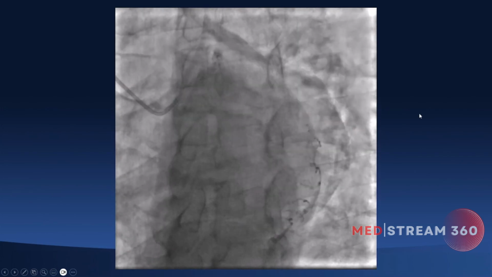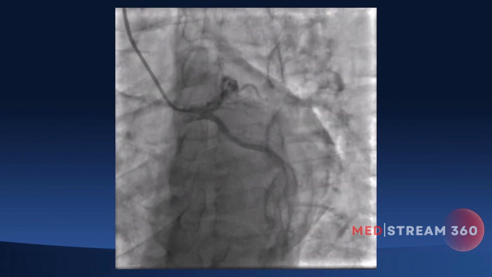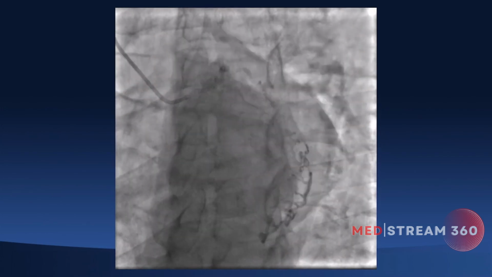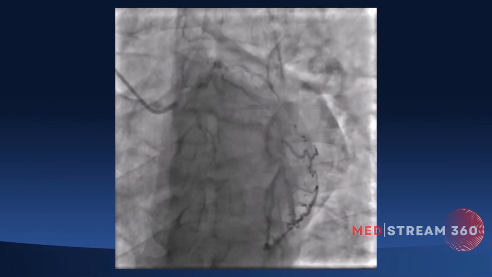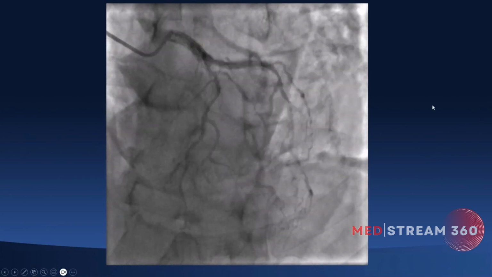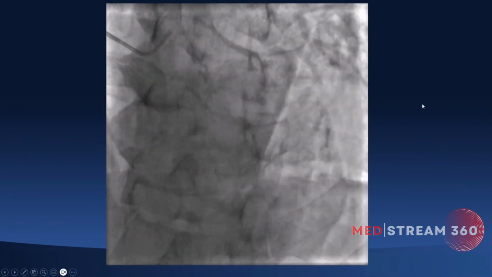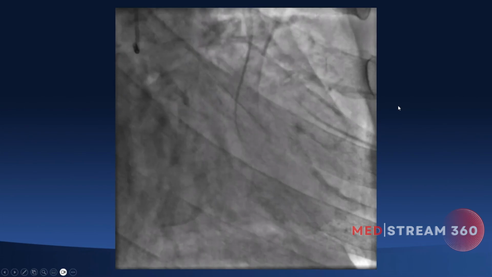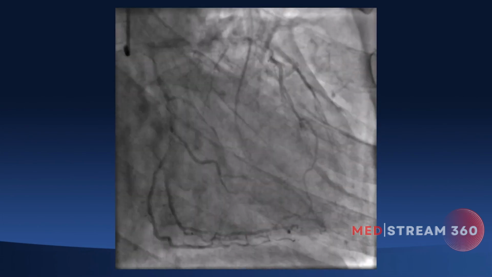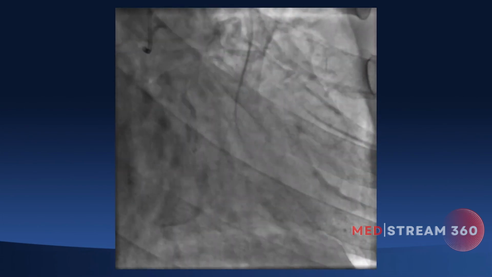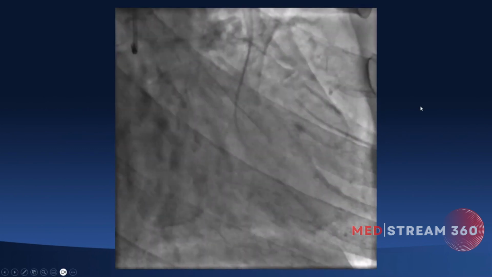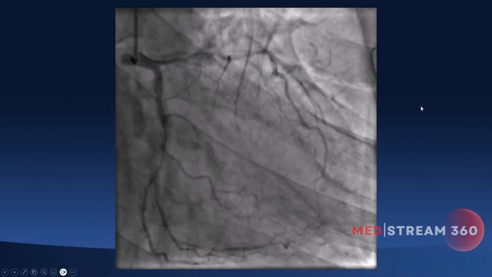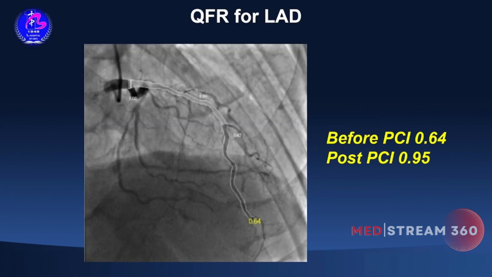The coronary angiography showed a serious stenosis in the proximal LAD with severe calcification. There was a moderate stenosis in the ostium of the first diagonal branch. We also found nearly 15% stenosis in the middle segment of the LCX and RCA with severe calcification. The QFR of the LAD was 0.64.